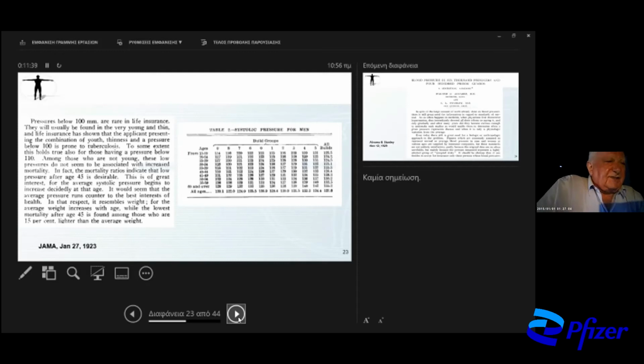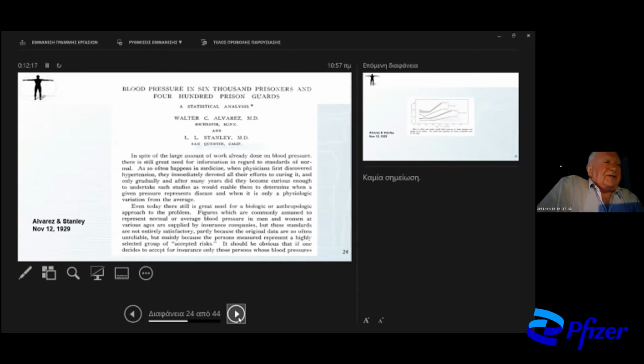Here, for instance, on the right, you can see systolic blood pressure for men. According to build groups, the columns are. We can call it today BMI, whether the subjects were heavy, thin, or medium. And on the left, according to age groups. So these data show in JAMA 1923 that the heavier you are, you have higher blood pressure. The older you are, you have higher blood pressure.